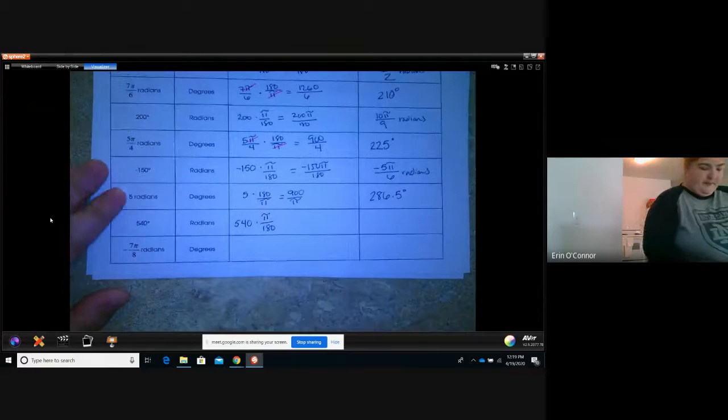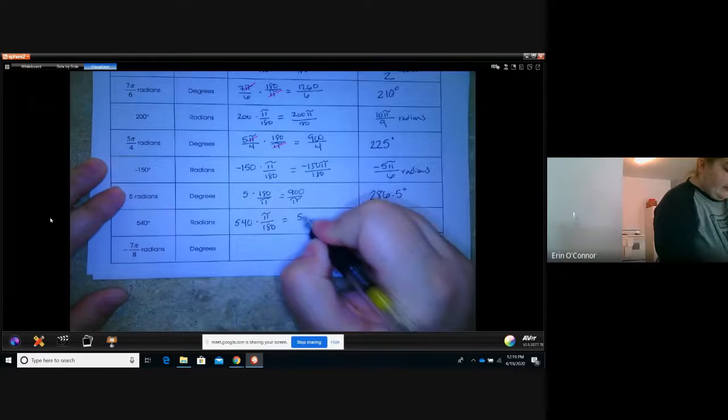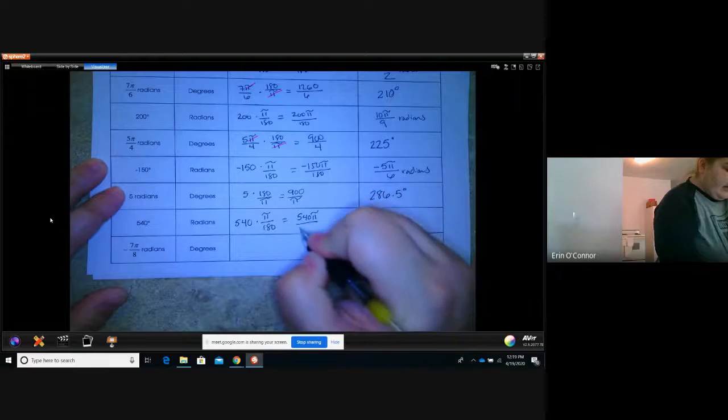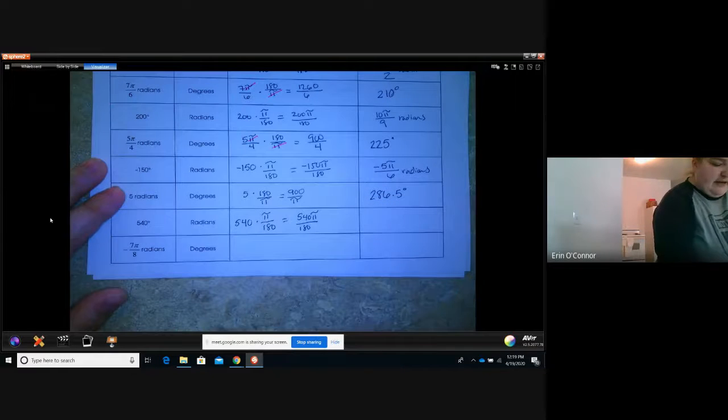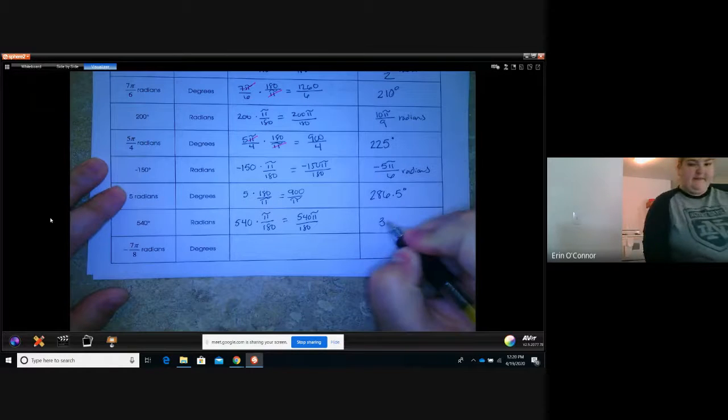Okay. Next one, 540 times pi over 180, because I'm going to radians. Pi is in the numerator. And I get 540 pi over 180. 540 divided by 180 should be 3, but I'm going to double check it. And it is 3, so this is just 3 pi.